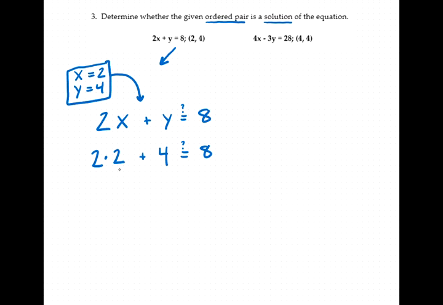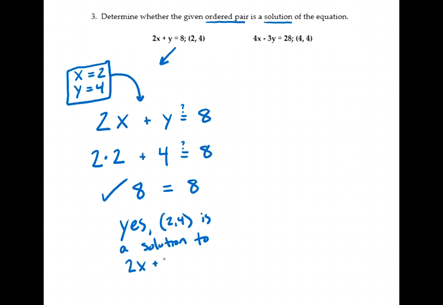And 2 times 2 is 4. 4 plus 4 is 8. 8 equals 8. Check. That's correct. So the answer is yes. The point 2 comma 4 is a solution to the equation 2x plus y is equal to 8. So for that first one, the answer is yes. Let's look at the second one.